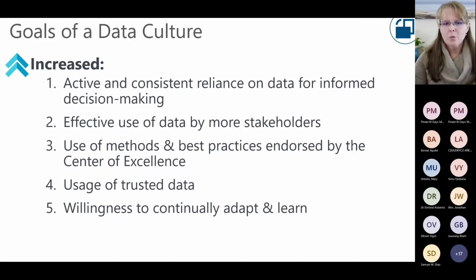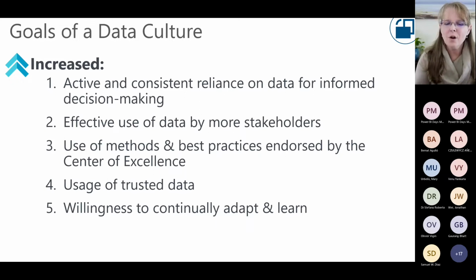If we step back to what we're trying to have with our data culture, well, we want to use data more. We want to rely on data more for decision making. We want to do that with more stakeholders. And we want to do that with the methods and best practices, and I'm on number 3 here, endorsed by the Center of Excellence or the BI team or IT, whoever is taking care of that side of things in your organization. And we want to use trusted data. That's a big deal. We're going to touch on that in just a little bit.